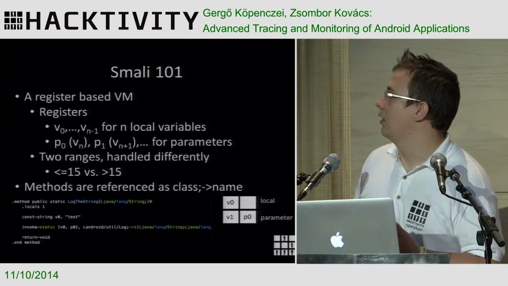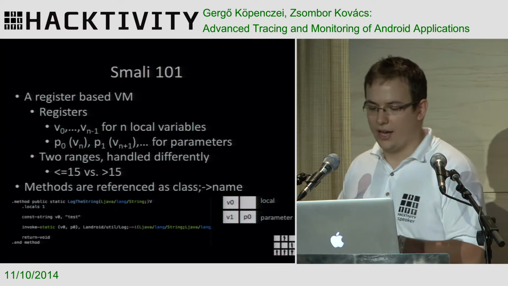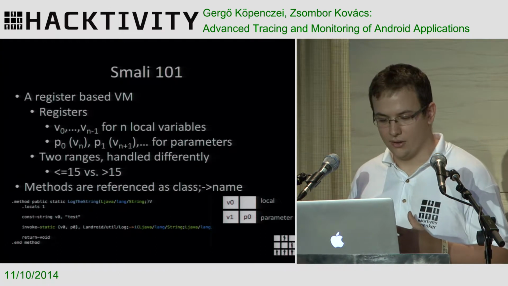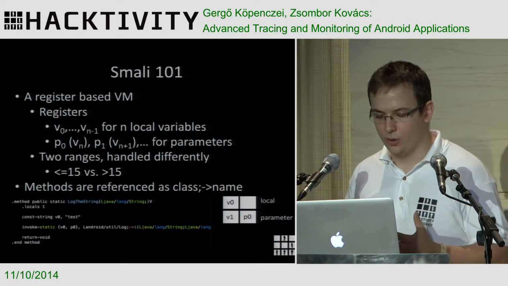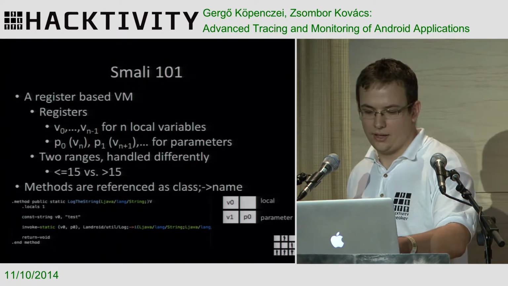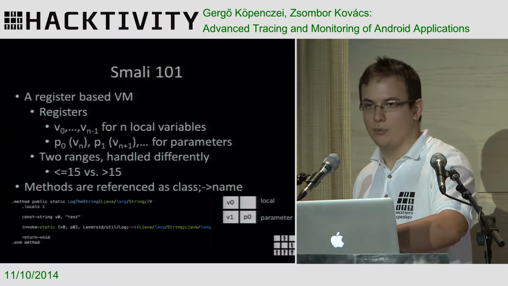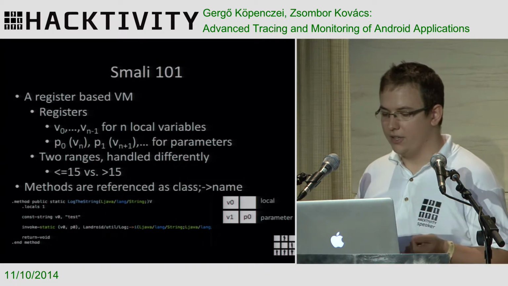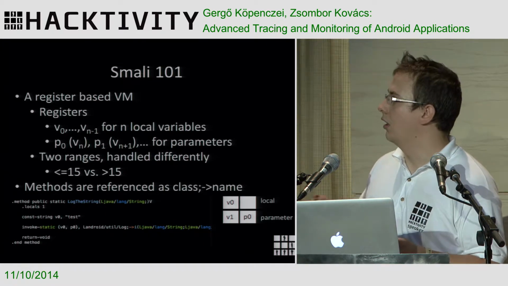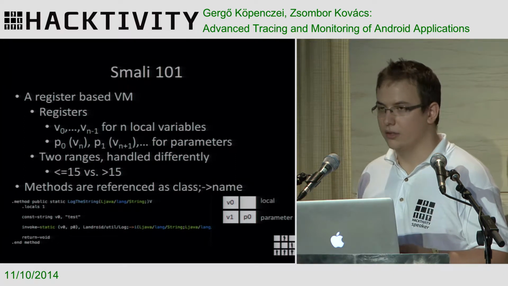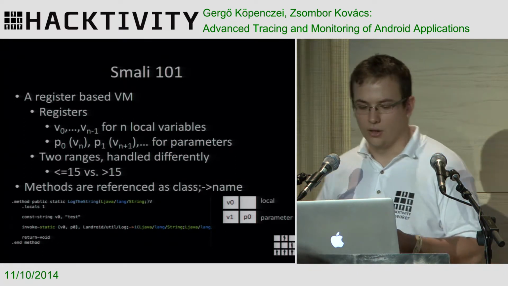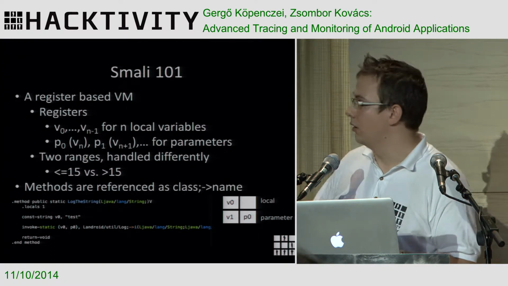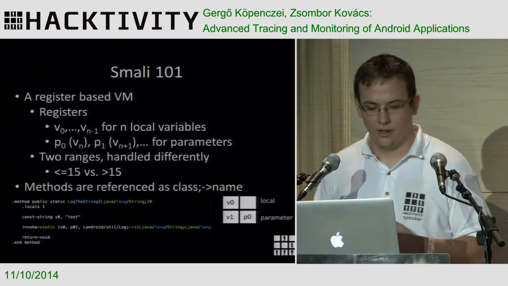Methods are referenced the following way: class name and the name of the function. And here's a simple Smali snippet. It's a definition of a small function. The first line states that it's a method definition start. It's a public static function. The name is log the string. The parameter list contains only one parameter, which is a string that's going to be represented as p0 later on in the code, and its return value is void. That's the little V in the end.